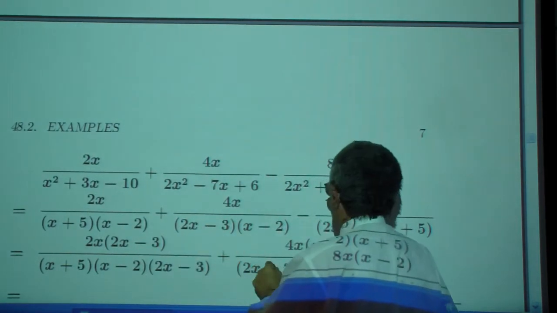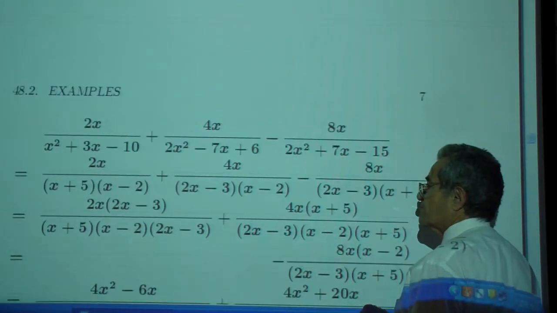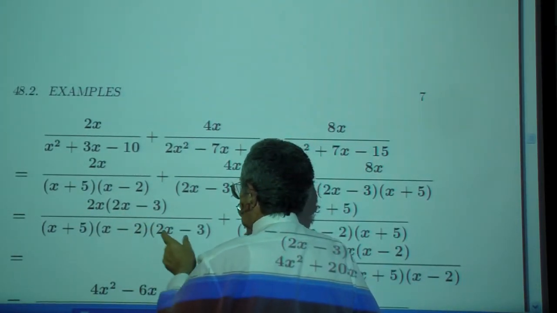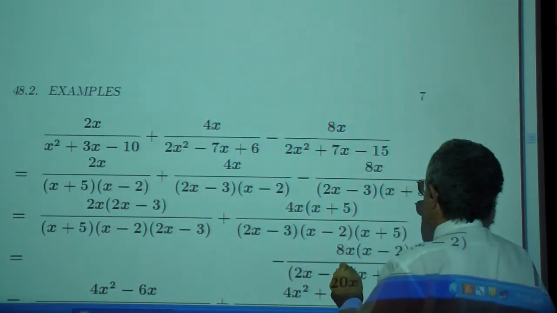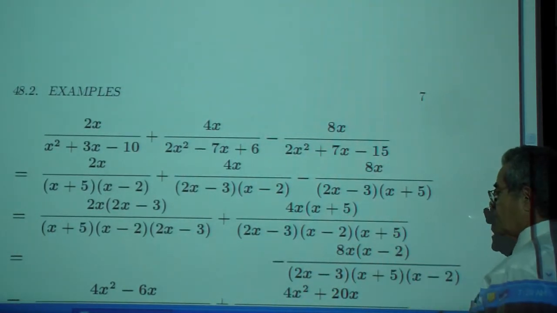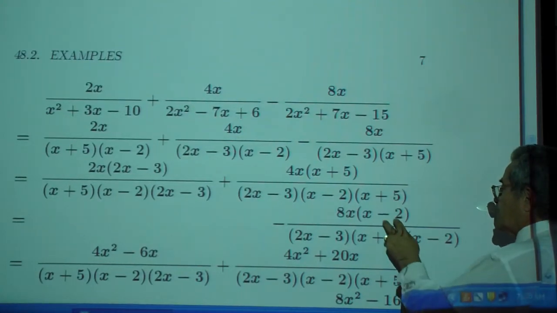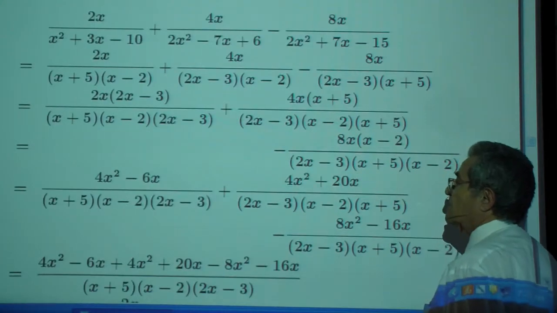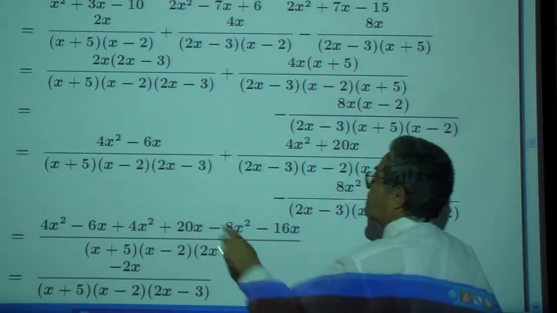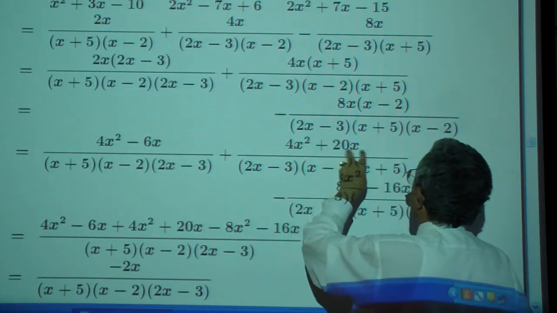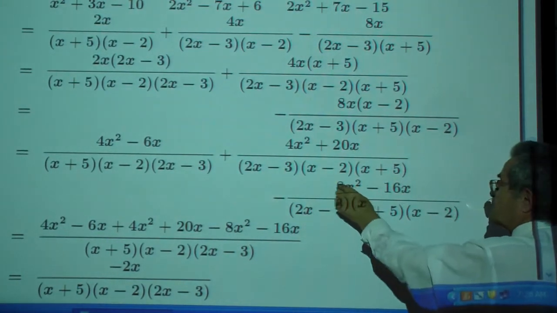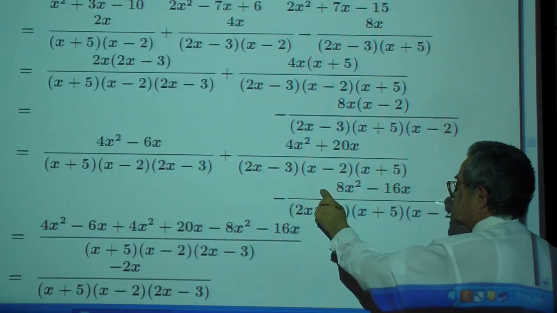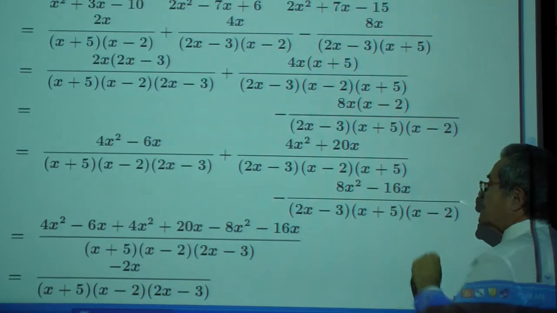Denominator 1, denominator 2, denominator 3. You need to multiply by 2x minus 3 over 2x minus 3. You need to multiply by x plus 5 over x plus 5. And you need to multiply by x minus 2 over x minus 2 to get the same common denominator. And your numerators are now 4x squared minus 6x, 4x squared plus 20x, and you subtract the entire numerator. Be careful. You subtract 8x, and you subtract negative 16x.